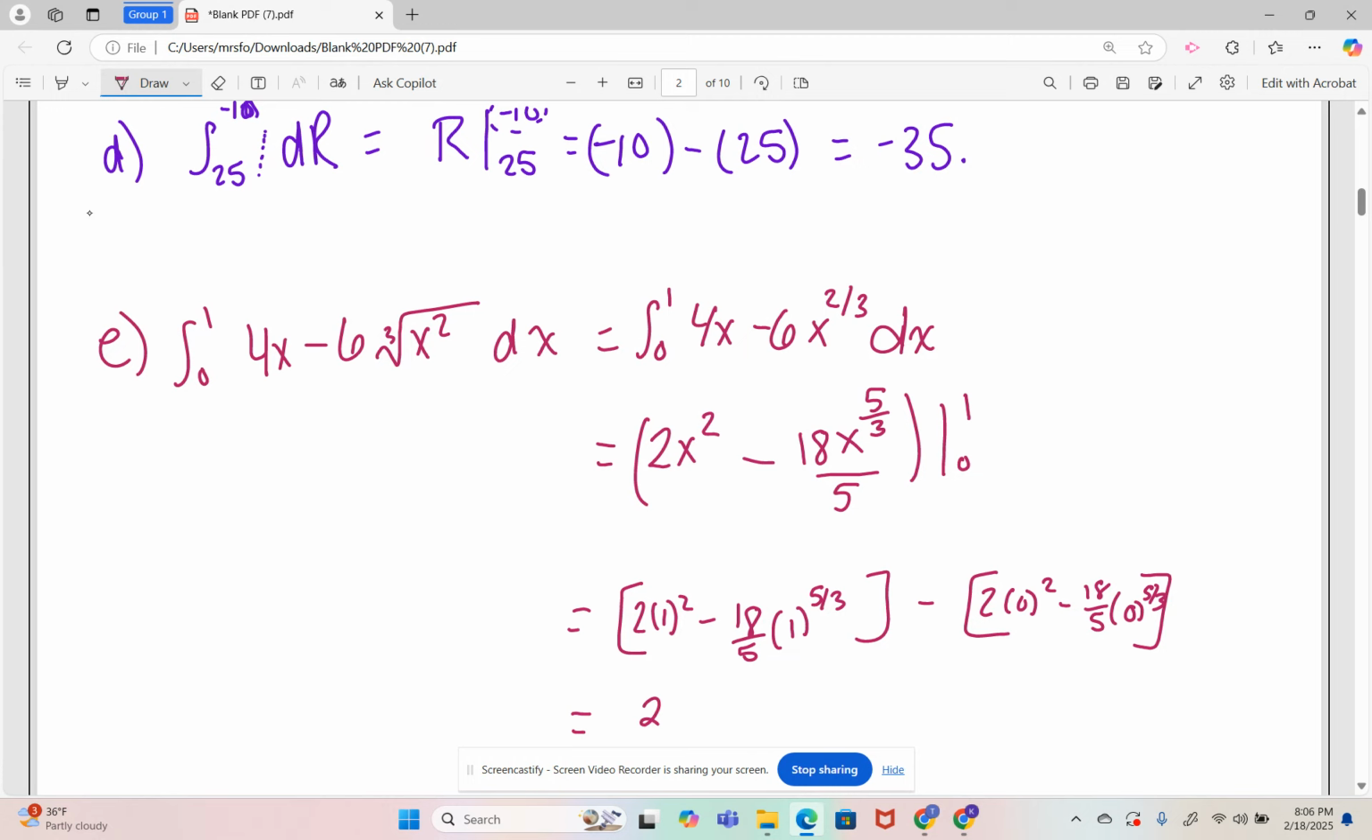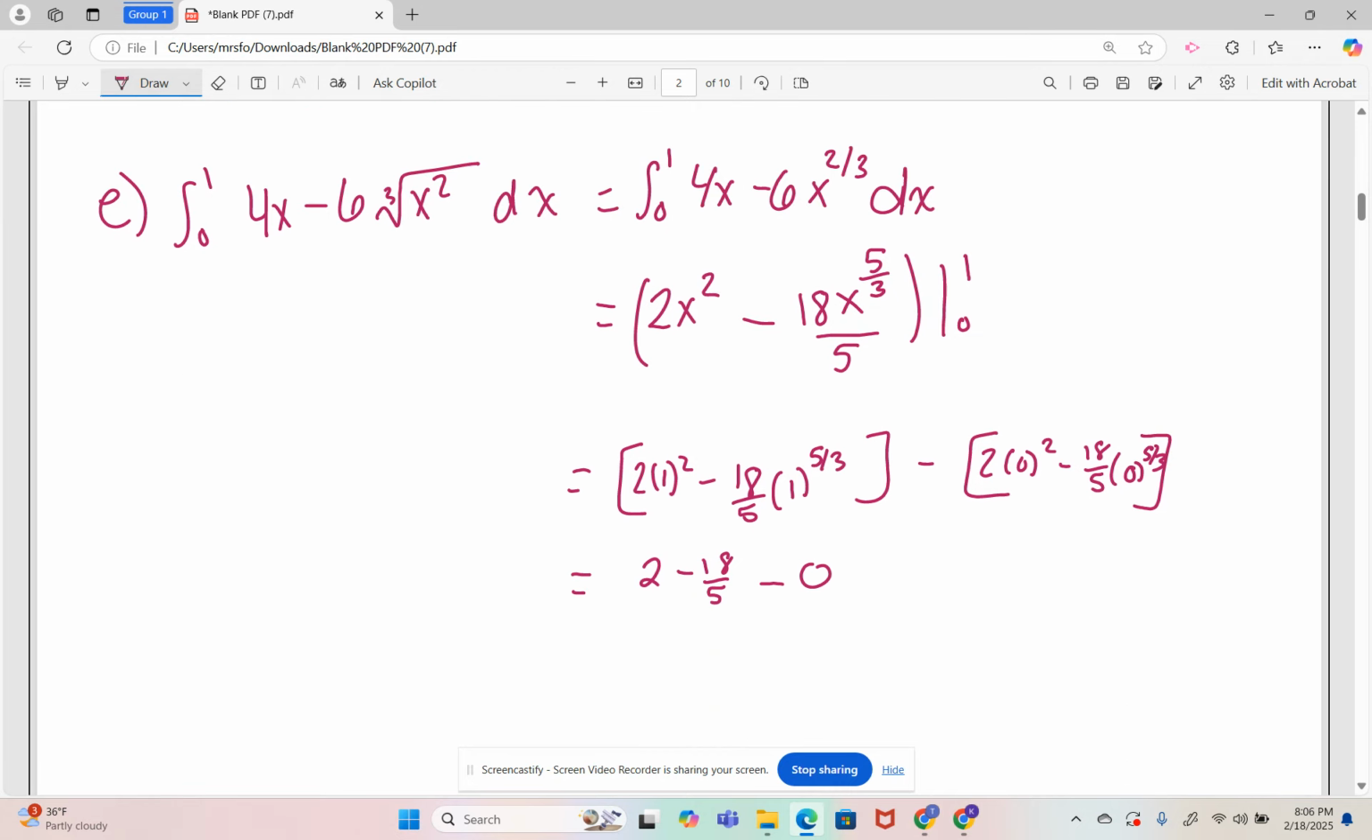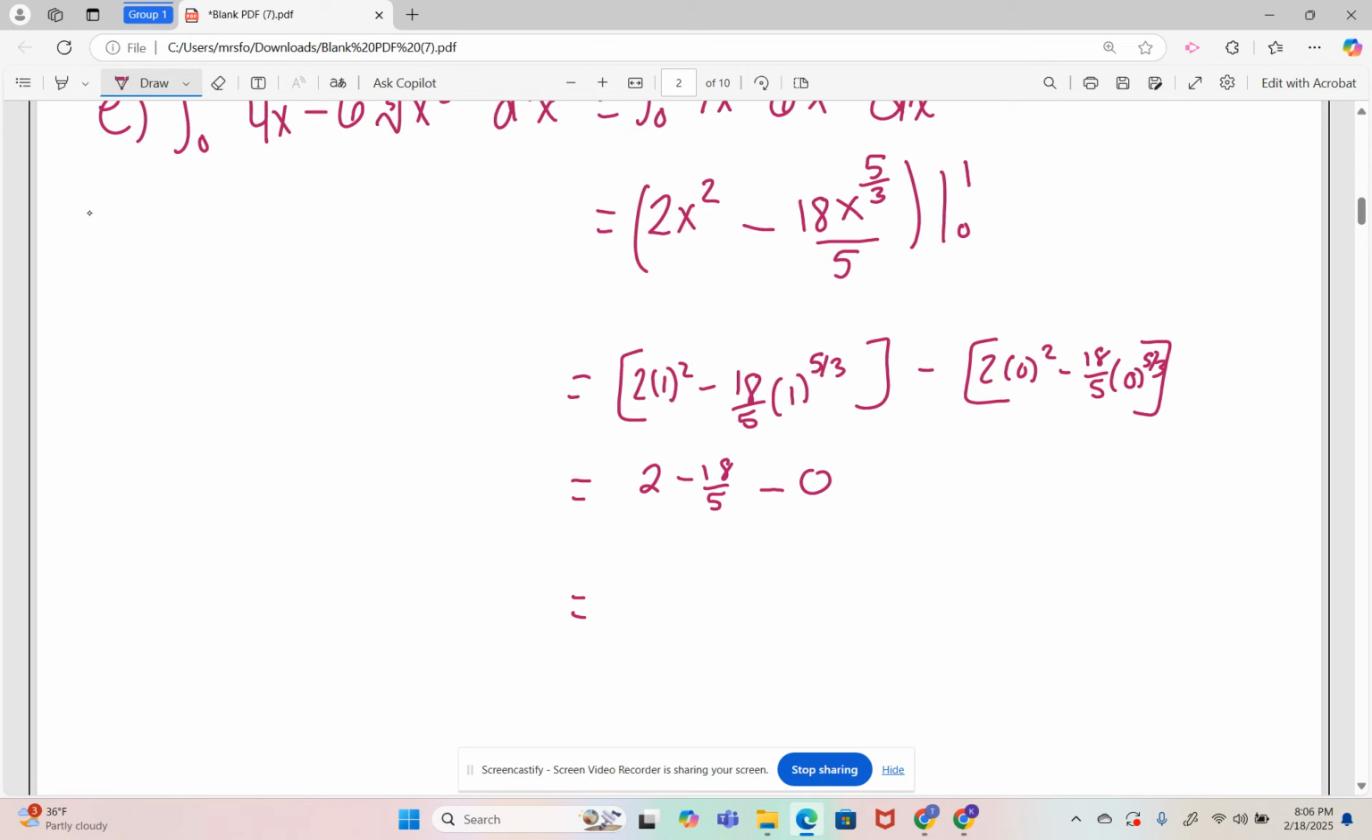So that becomes 2 minus 18/5. And then all of this over here is going to be 0. All right, so 2 minus 18/5. So that's equivalent to 10/5 minus 18/5, which is negative 8/5. Now again, I know we talked last class. A lot of you would put it in a calculator. That's okay, but make sure you do know how to convert back to a fraction. Write your answer as a fraction when you're able.